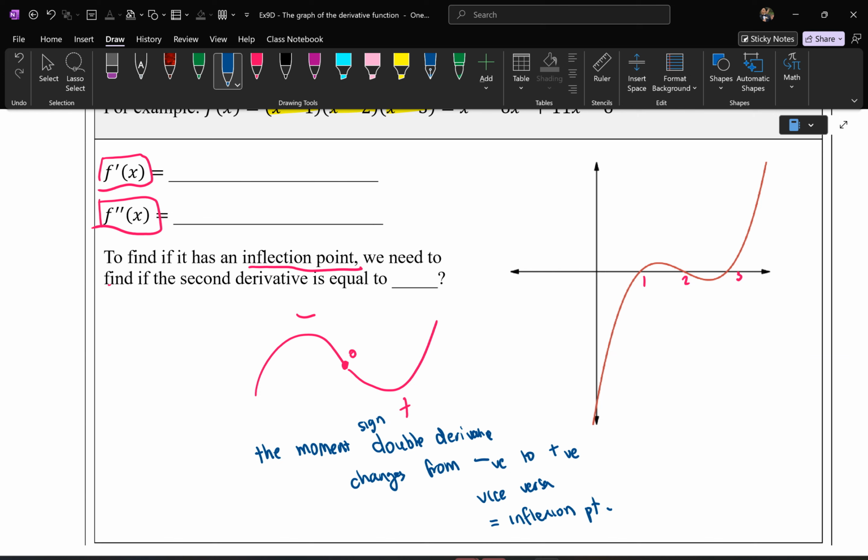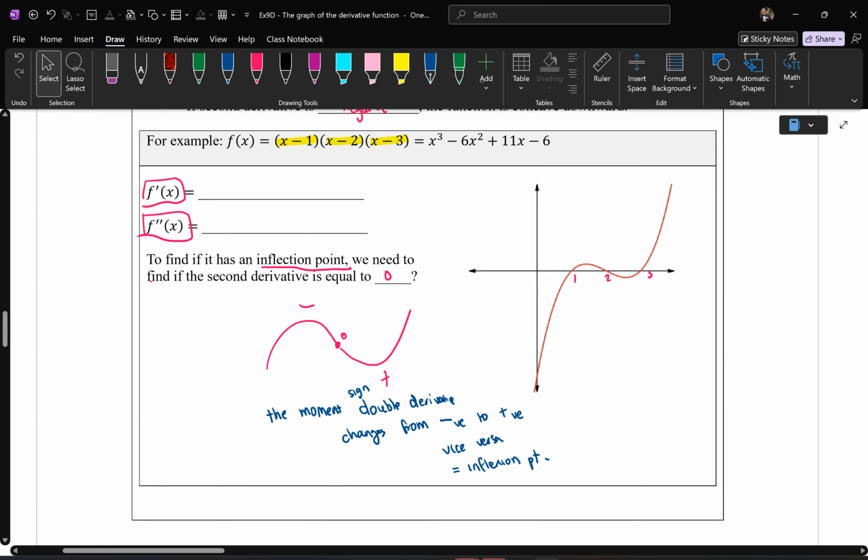Okay, and then we can shortcut that by letting it equal to 0. But it does mean you have to check if it's concave downwards on one side and then negative and positive on the other end. Okay. All right, I'm going to pause the video there.